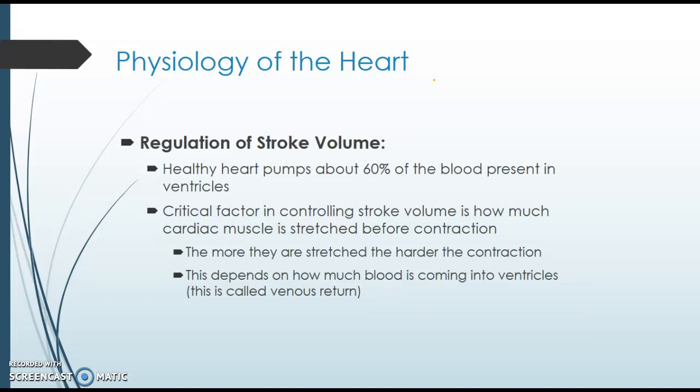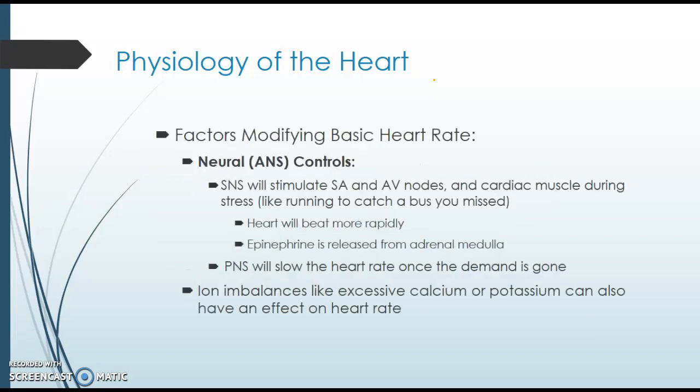Stroke volume is really important when looking at how healthy the heart is, how much your cardiac muscle can actually stretch and contract. The harder your myocardium can contract, the more blood it's going to be able to push out. A healthy heart can pump out about 60% of the blood present in the ventricles. If you go back to that cardiac cycle picture, you can see that there is some blood left over in the ventricles. That's really normal as long as it's not flowing back into the atria. So the more blood you're pumping out, the healthier the heart.